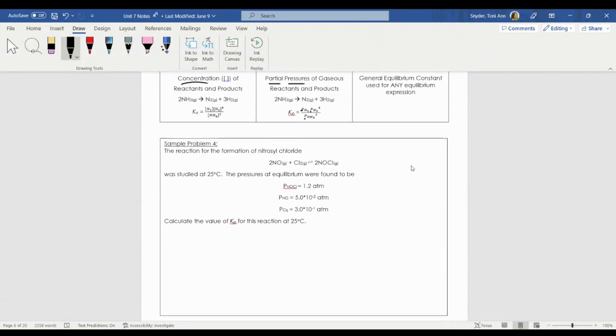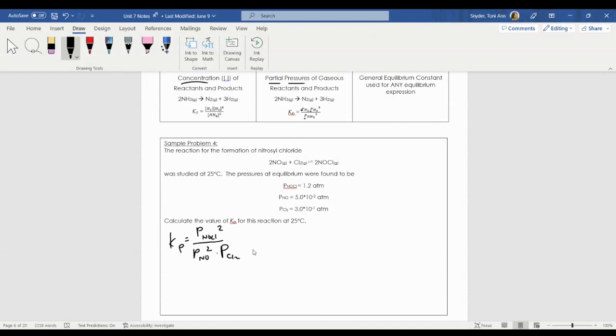So here's a nice example in which we're working with gases with partial pressures. Sample problem 4 says the reaction for the formation of nitrosyl chloride is represented there. The pressures at equilibrium were found to be as shown. We want to calculate the value for Kp. It's the same exact expression. Kp is equal to, but in this case, rather than concentration, I'm going to use the partial pressure of NOCl raised to the second power, over the partial pressure of NO raised to the second power times the partial pressure of Cl2 raised to the first power.